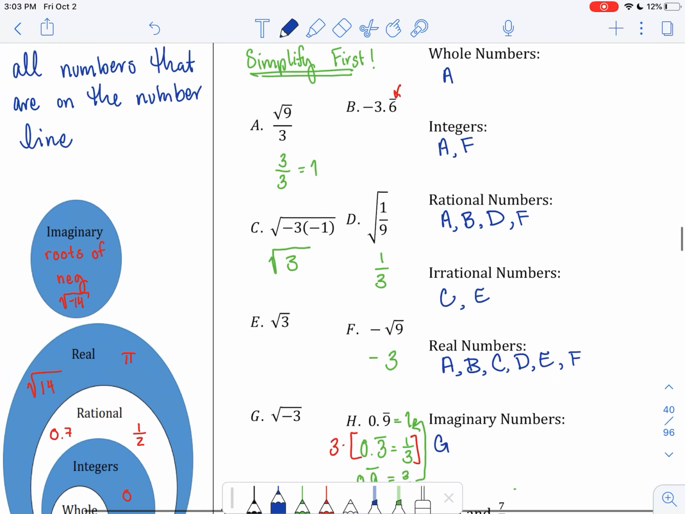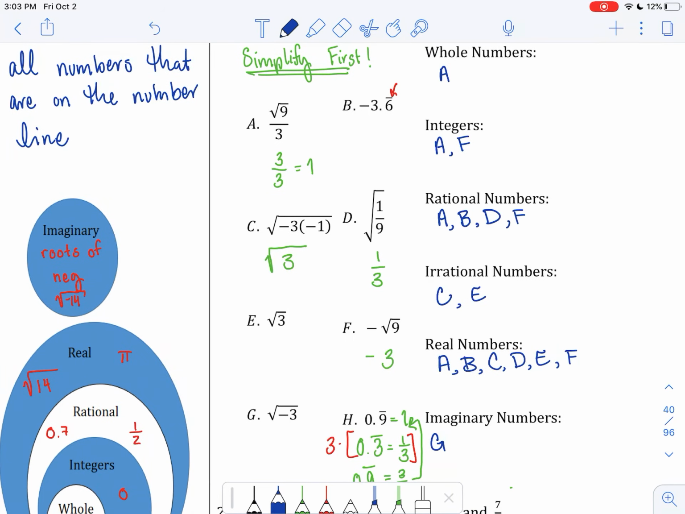So we've already seen 1 in this case. It was A, which is a whole number. So there's H, which means it's an integer, which means it's rational, which means it's real.